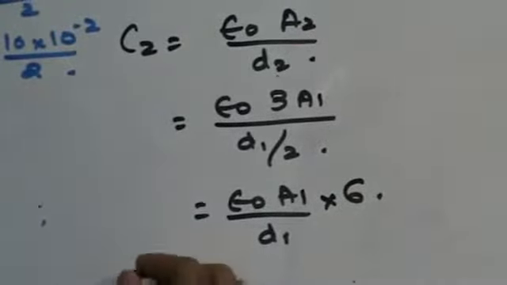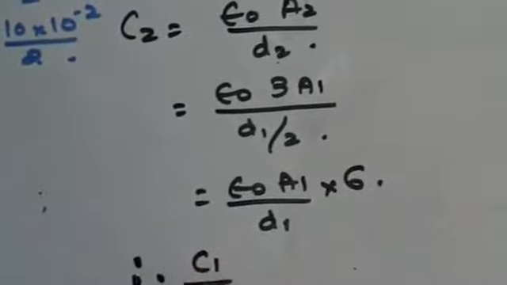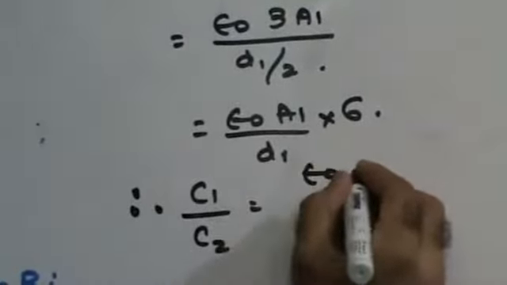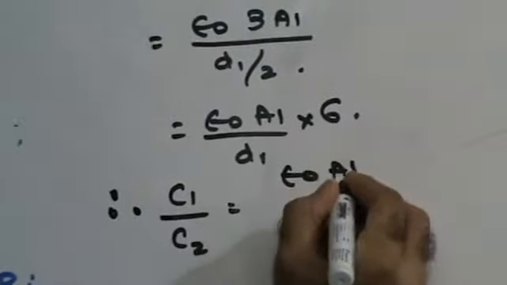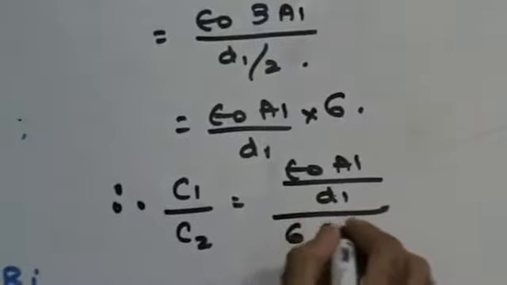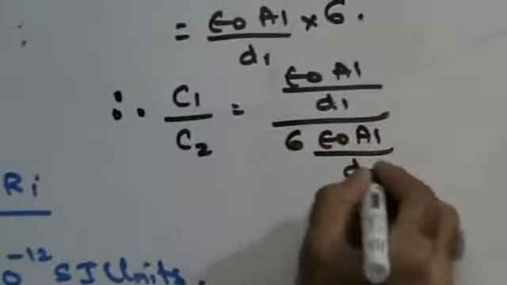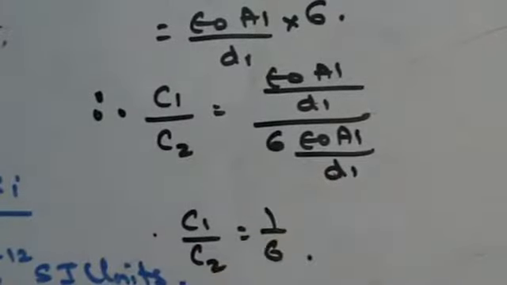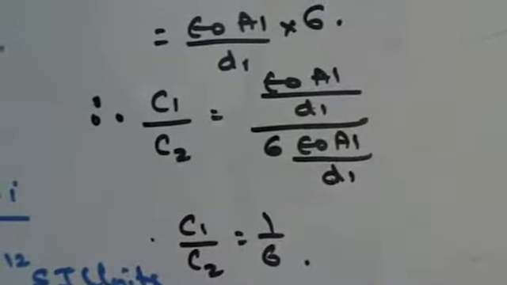They've asked you to find out the ratio of capacitance. That means they've asked you to find out C1 upon C2. So that will be nothing but epsilon 0 A1 upon D1 divided by 6 times epsilon 0 A1 upon D1. So C1 upon C2 is going to be 1 upon 6. Right? Take on the next one please.